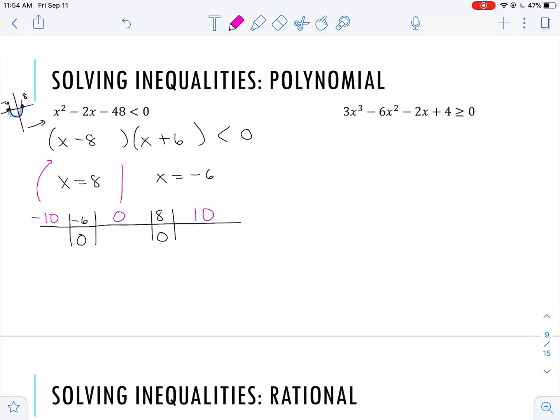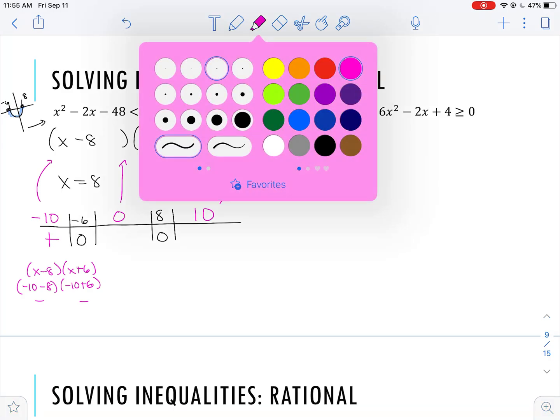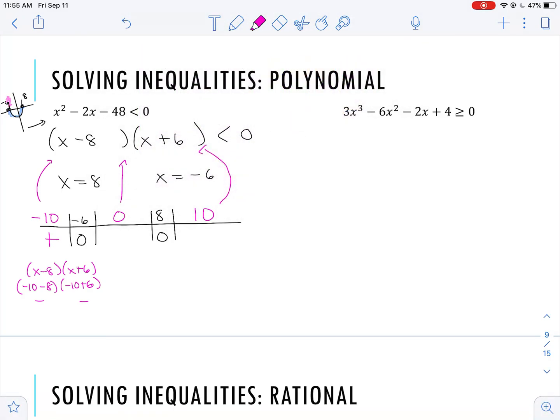All I'm going to do is plug these back into the factored form. So if I did x minus 8 times x plus 6, and plugged in -10, so -10 minus 8 and -10 plus 6, does it give me a positive answer or a negative answer? Well, this would be a negative times a negative, which is positive. So any answers to the left of -6 should be positive. And looking at my graph, yes, all of those are positive y values, so that makes sense.